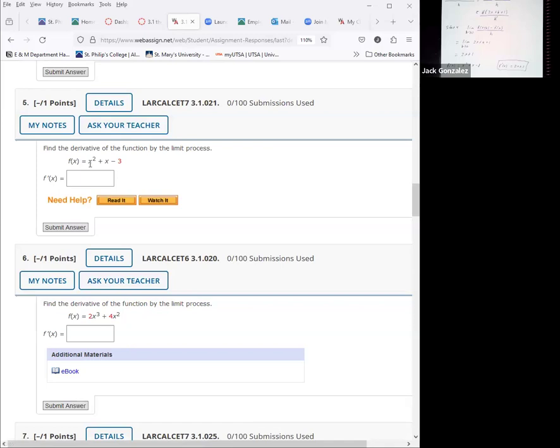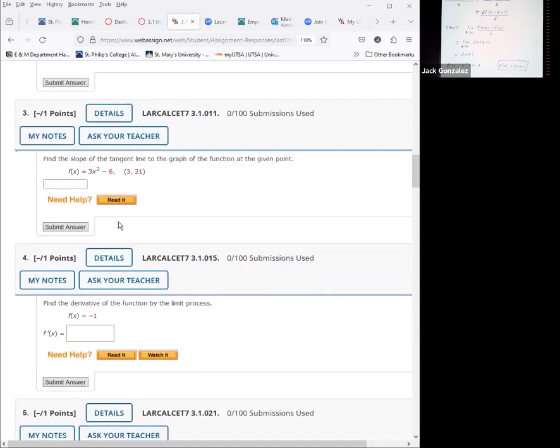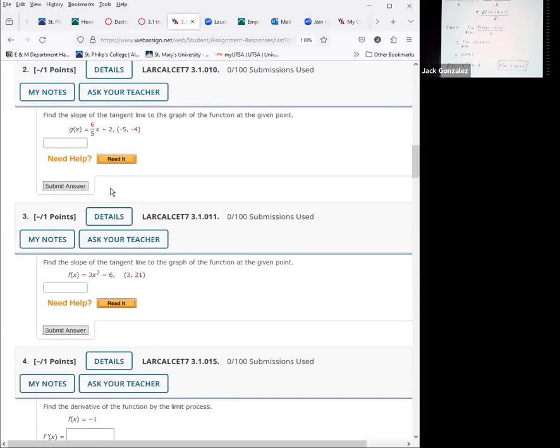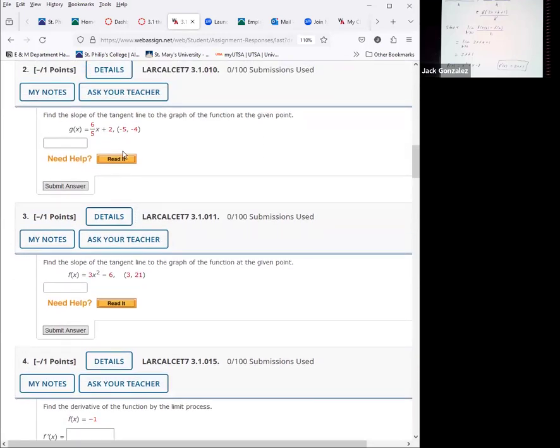So number 5, on the derivative. Once you find the derivative, if they ask you for the slope of the tangent line, all you got to do is plug your x value into the f prime, the one I just found. So for number 2 and 3, you do what I just did, and then plug in x at the very end. So they only want a number.